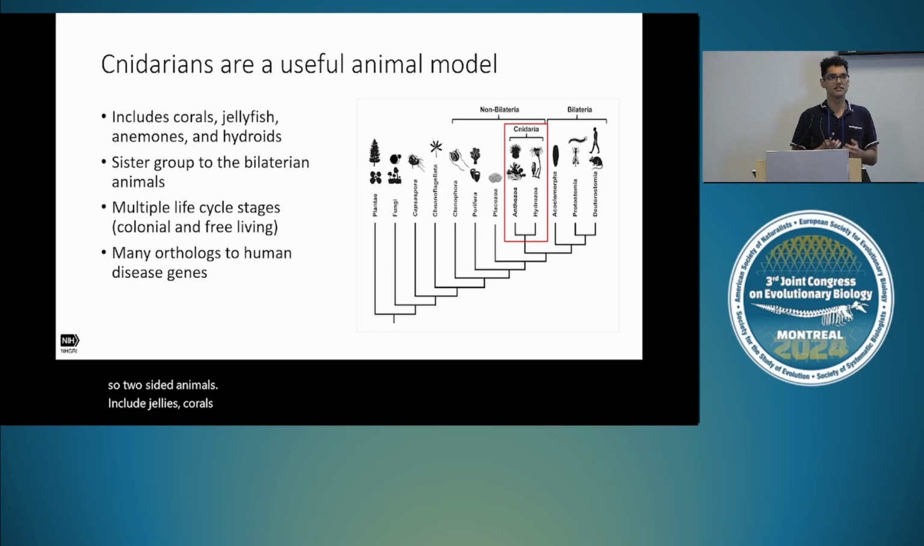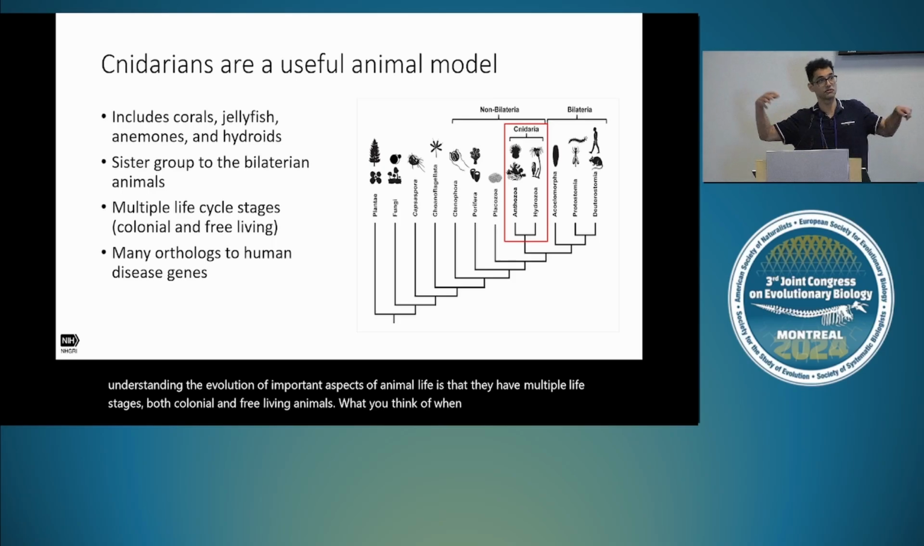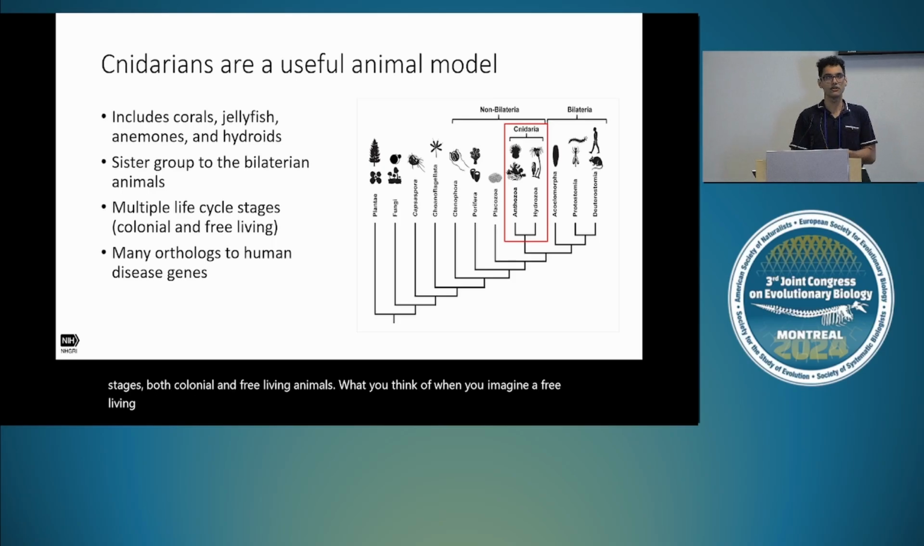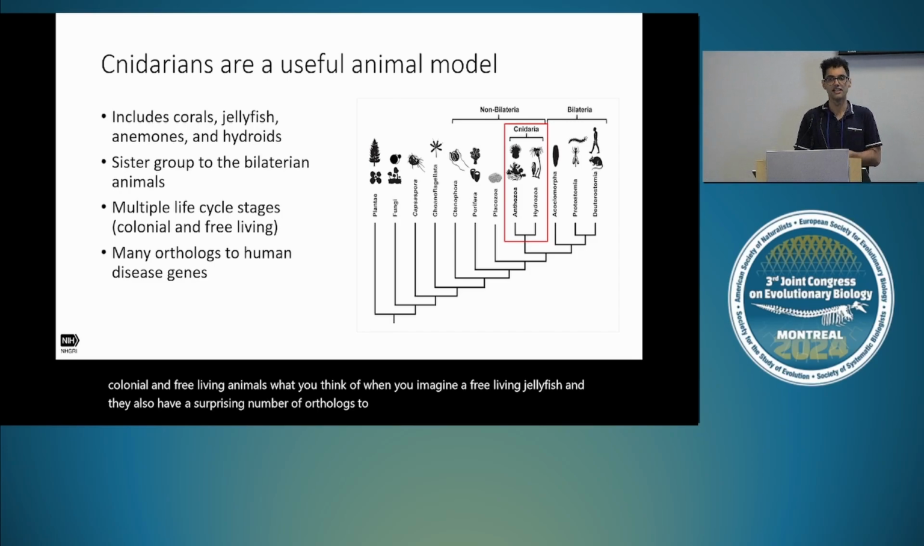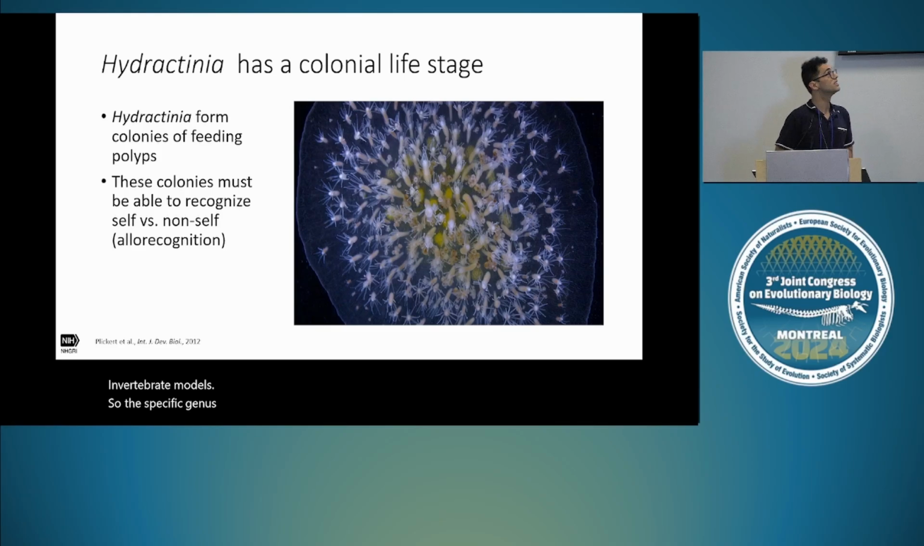One thing that makes them a useful model for understanding the evolution of important aspects of animal life is that they have multiple life stages, both colonial and free-living animals, what you think of when you imagine a free-living jellyfish. And they also have a surprising number of orthologs to human disease genes, in some cases more than canonical invertebrate models. So the specific genus I've mostly been working on is Hydractinia, a colonial cnidarian.